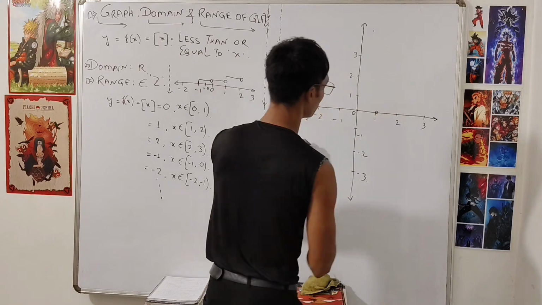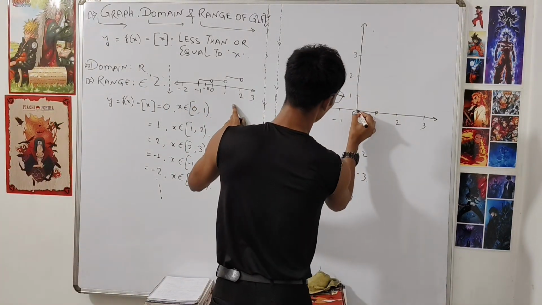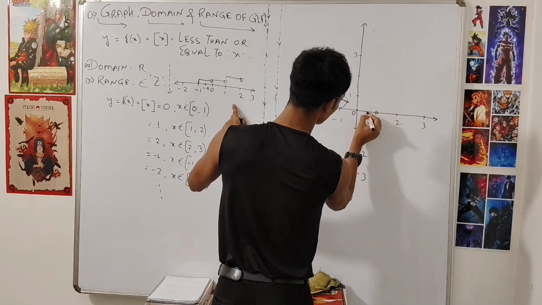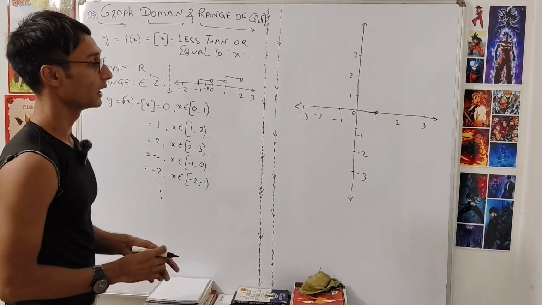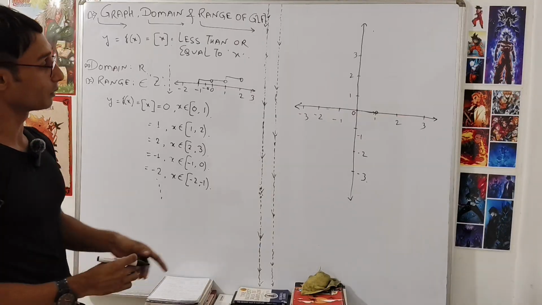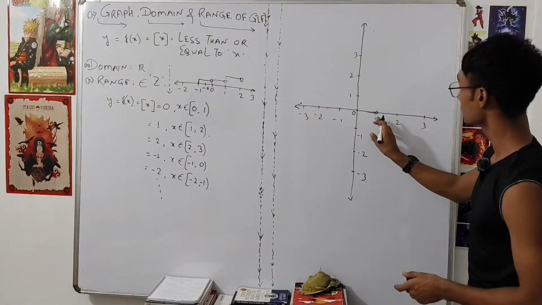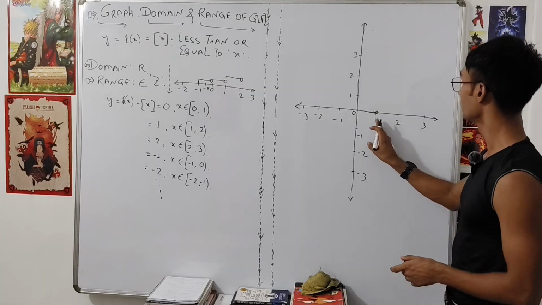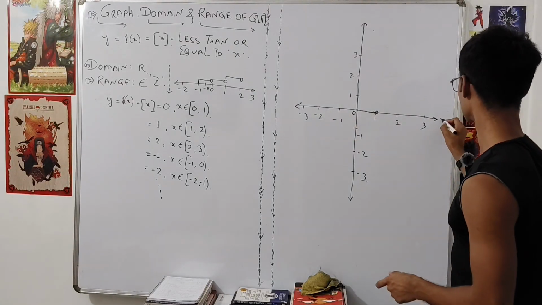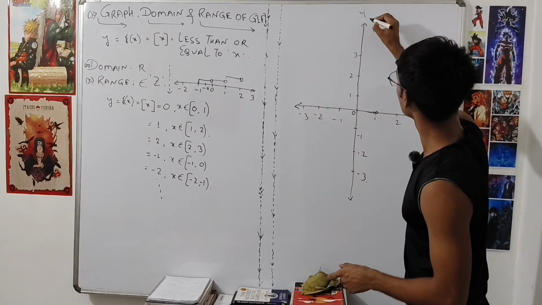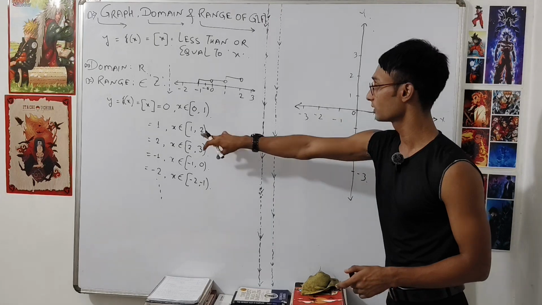From 0 to this 1 open, it will produce always 0. So at 0, f(x) is 0. At 0.5, it's also 0. At 0.7, it's also 0. At 0.9, it's also 0. Okay, so up to this 1, just excluding this 1, you will always get 0. That's why it's along the x-axis. This is x, this is y. Now from 1 here, look at this one.